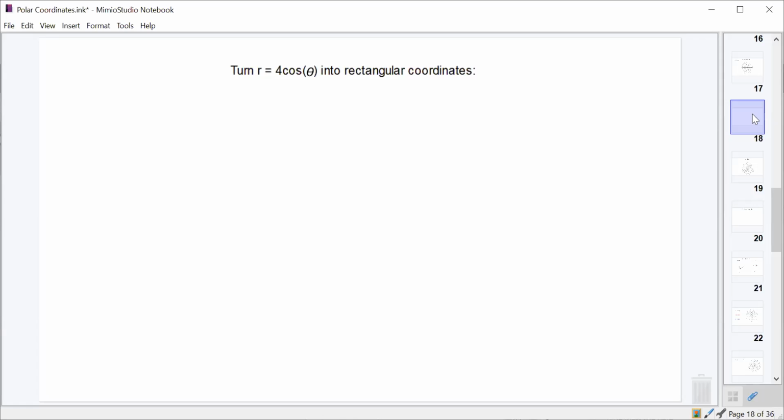Any ideas on how to do that? Can you turn the cosine theta into an x, and then if you square it, it would become r squared equals 4r cosine theta, which would become 4x. Great. r squared equals 4r cosine theta, just multiplying both sides by r to start, right? And yes, then it becomes x. Yep, 4x on the right-hand side. And then what about on the left-hand side? It should be x squared plus y squared equals 4x.